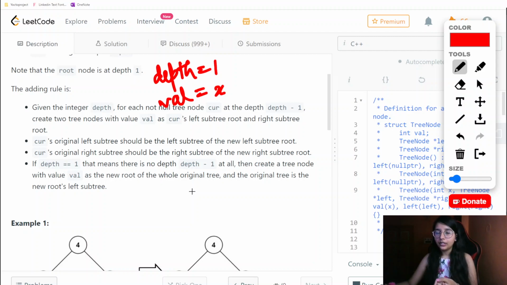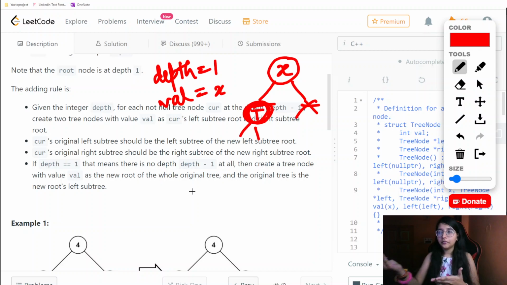So at this particular moment, what we will be doing is directly adding the tree that was there, but it would be added to the leftmost, not to the rightmost. So whatever tree is there, we will be adding towards the left, if our depth equals 1.